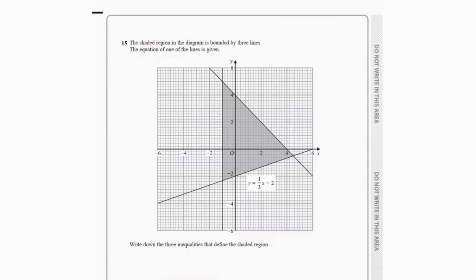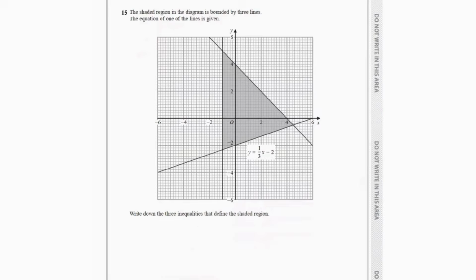Then the next question, we talk about inequalities. Inequality is also a topic that comes from time to time. I have a feeling it will come this time as well. So it says the shaded region in the diagram is bounded by the 3 lines, and the equation of one of the lines is given. Write down the 3 inequalities that define the shaded region. So what you need to do is we have these 3 lines given in the shaded region.